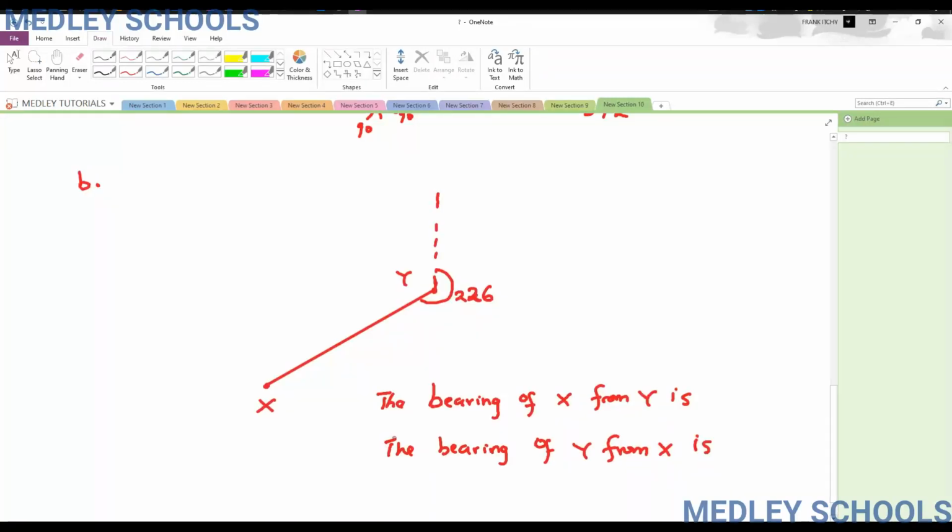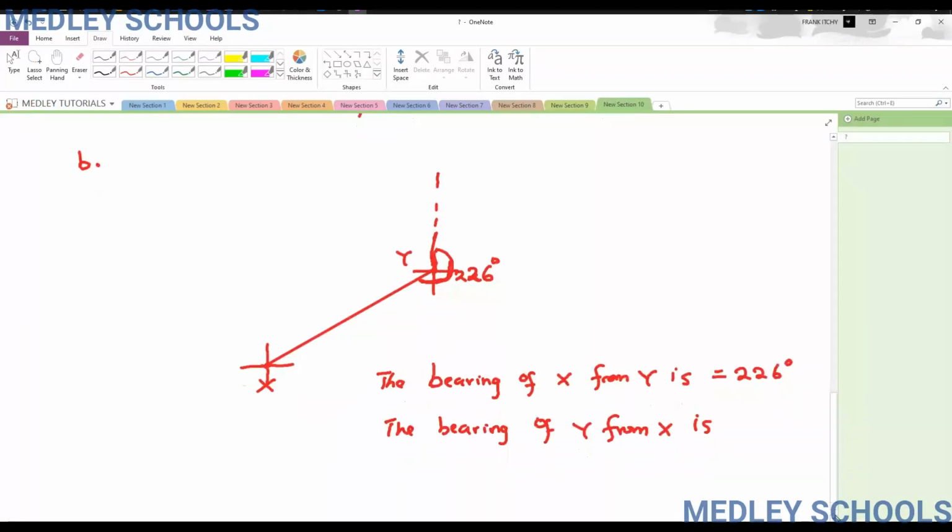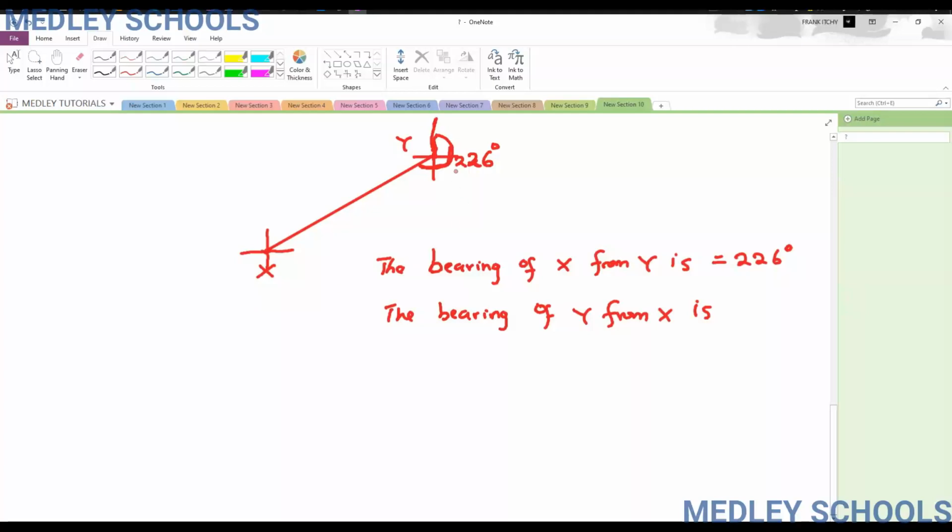The second part is also asking us to find the bearing of X from Y and also the bearing of Y from X. Now if we are going to find the bearing of X from Y, that means we are going to read it from Y. Now to make it easy, let's draw the 4 cardinal points on the points. So the bearing of X from Y, we read it from Y, that is from the north to the line. So it is given to be 226 degrees. Now to the second part, which is the bearing of Y from X, that is, we are going to read it from X.